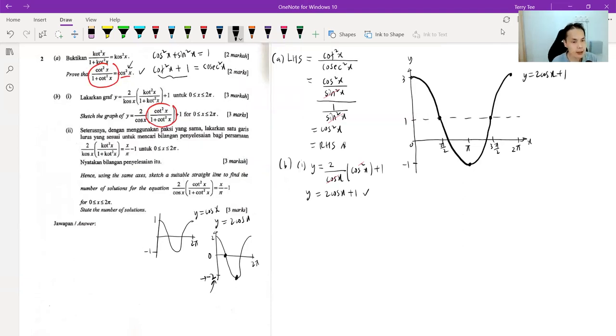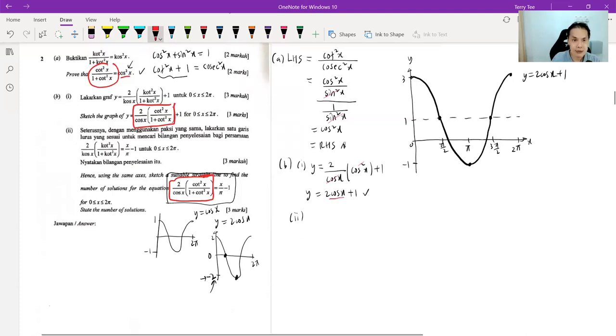So what I need to do next is for B Roman 2, this was B Roman 1, I've done my graph. B Roman 2, they say, hence, using the same axis, sketch a suitable straight line to find the number of solutions to this equation. Now, if you look at this equation, it's the same as what we have above here, right? Maybe I highlight this whole thing, as you can see, they're the same. Now, we already know that this is the same as our 2 cos x, right? So I'm going to straight away replace this with 2 cos x and let it be x over pi minus 1.